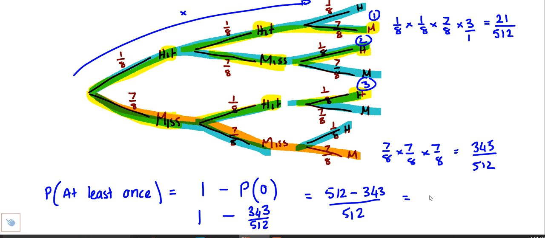Just do 512 minus 343. I got a decimal. That's because you're doing this as a fraction. So we don't need it. If we do that, we get 169. So we end up with 169 out of 512.